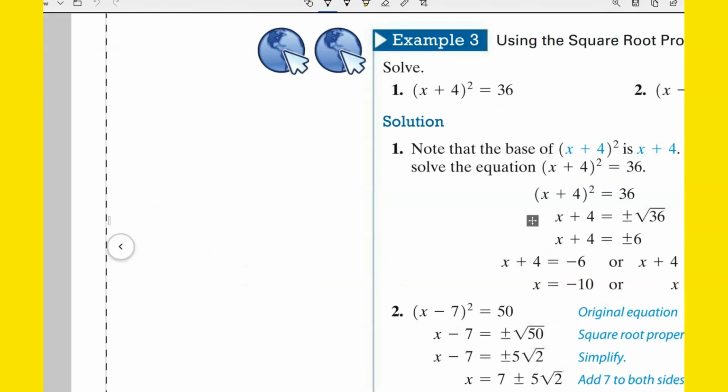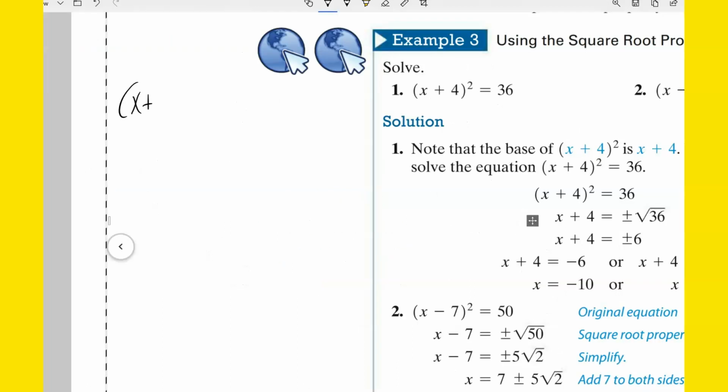Next example. This time we have (x plus 4) squared equals 36. I can't get rid of the plus 4 yet because it's grouped with the x in the parentheses with the squared on the parentheses. So the first thing I have to do here is get rid of the squared so that I can ungroup that x plus 4. How do I get rid of that squared exponent? I take the square root of both sides.